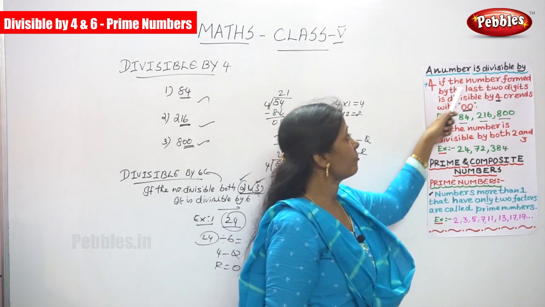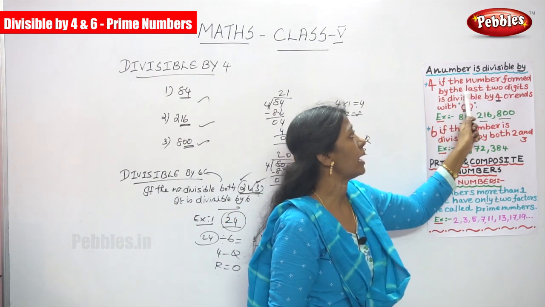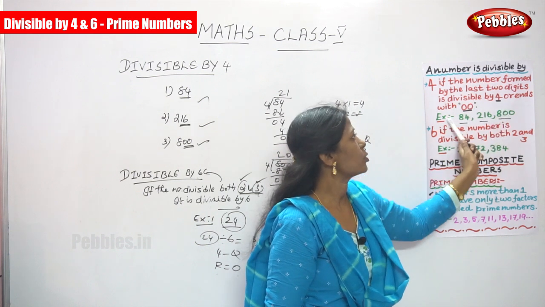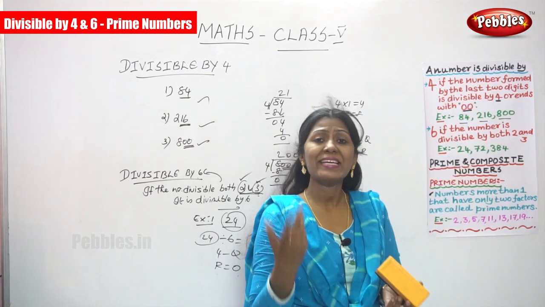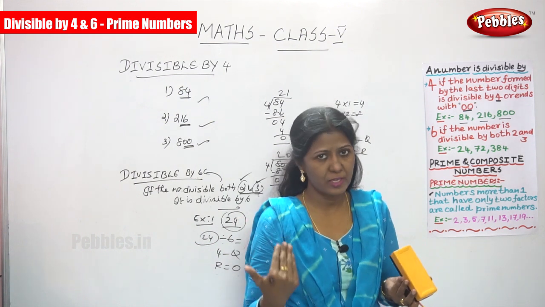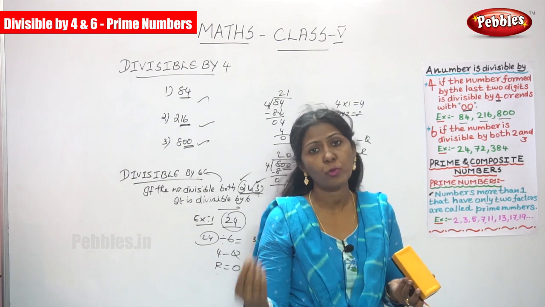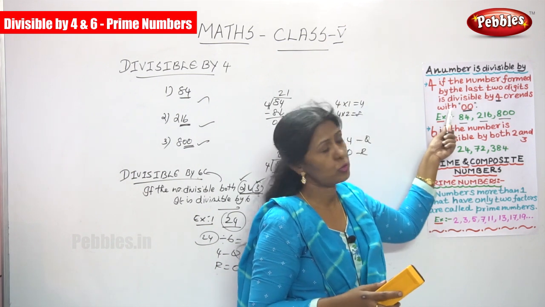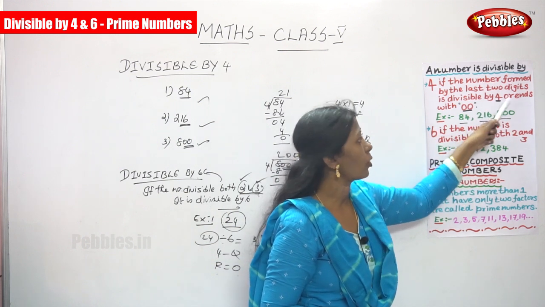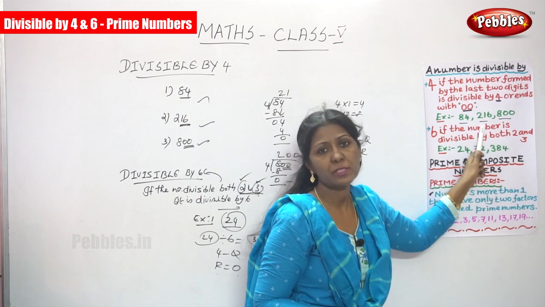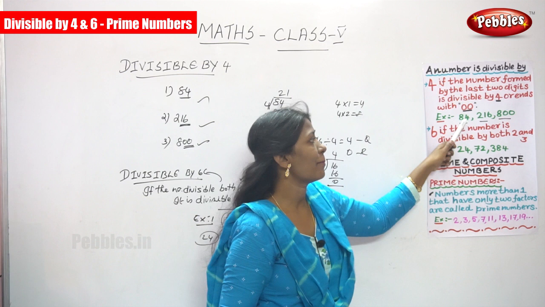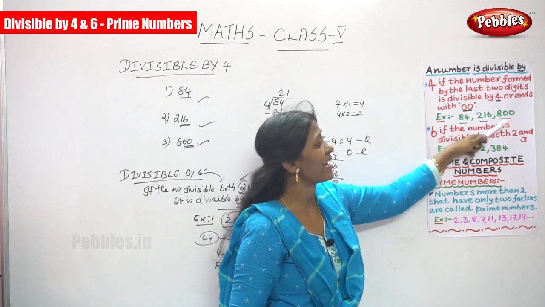So I'll repeat once again. 4. If the number formed by the last 2 digits is divisible by 4 or ends with 0. So if any number you want to divide by 4, you should not divide by 4 directly using any multiplication table. You can apply this rule. What is the rule? The last 2 digits are divisible by 4 or the number ends with 00. Then this number is divisible by 4. So that is the example of 84, 216 and 800.